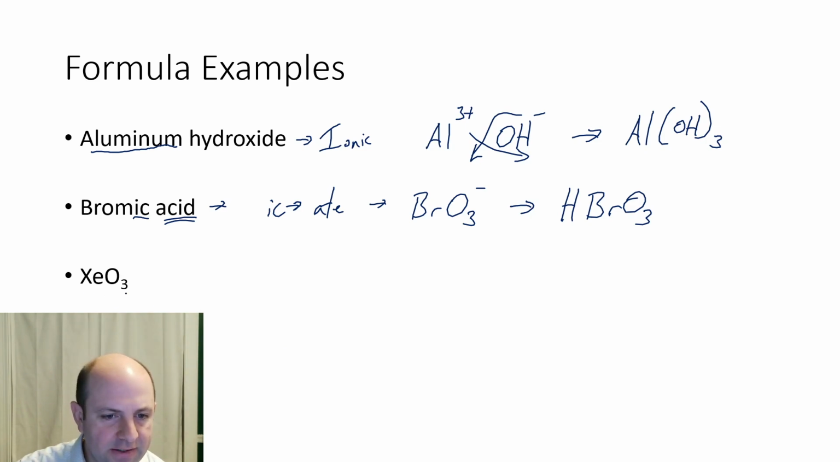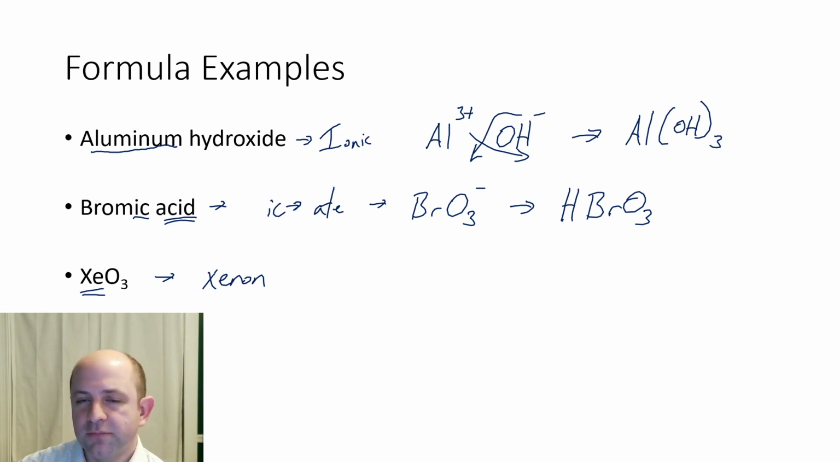Finally, we have XeO3. We look at that first thing. I just realized this is actually a, well, we'll have to mix this up. Sorry, I didn't give a name, I gave a formula. But Xe, well, that's going to be a nonmetal. That means this is covalent. We're going to look for prefixes. Xe is xenon. So we'll go ahead and put that in.